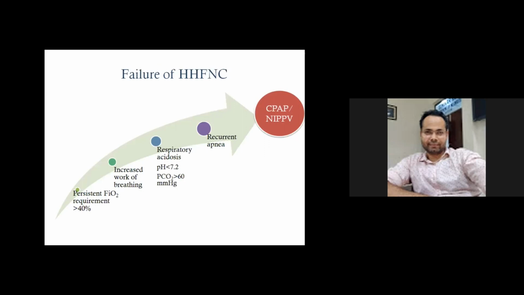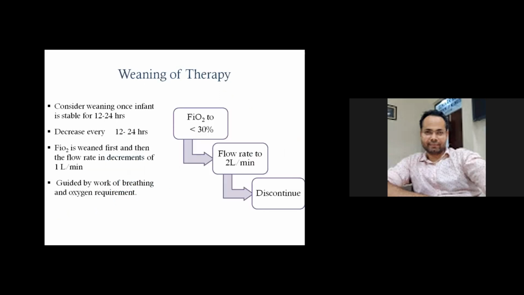To define the failure of HFNC: if there is a persistent requirement of FiO2 more than 40%, or increased work of breathing, or respiratory acidosis, that is pH less than 7.2 or PCO2 more than 60 millimeters of mercury, or recurrent apnea, then in those cases we should consider CPAP or NIPPV or even mechanical ventilation.